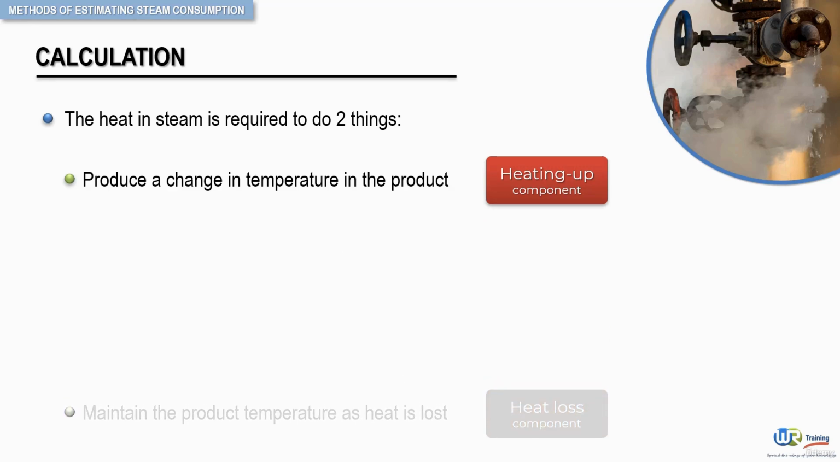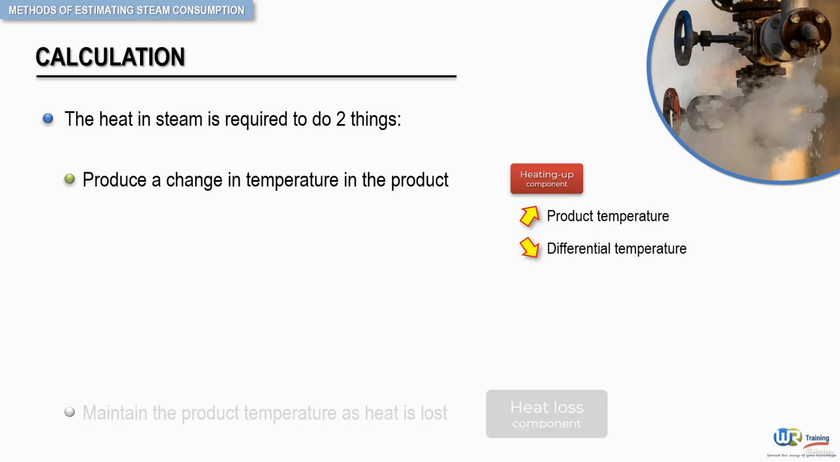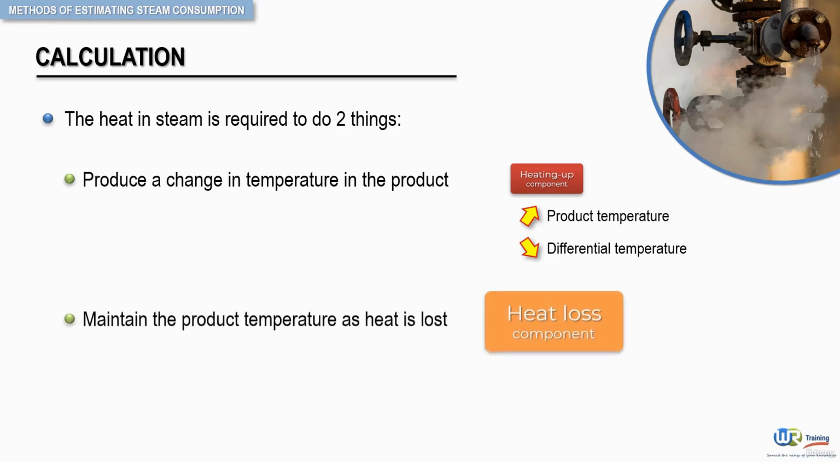In any heating process, the heating up component will decrease as the product temperature rises and the differential temperature between the heating coil and the product reduces. However, the heat loss component will increase as the product temperature rises and more heat is lost to the environment from the vessel or piping system. The total heat demand at any time is the sum of these two components.